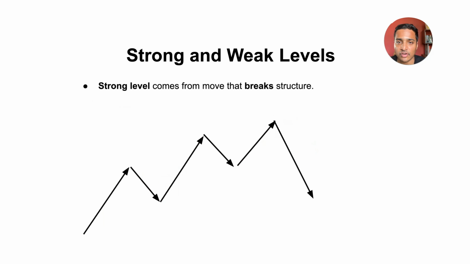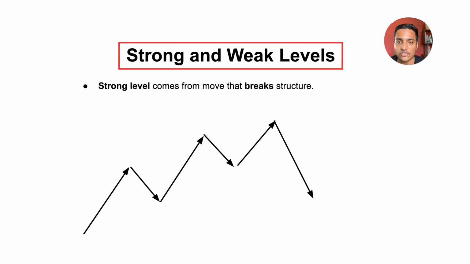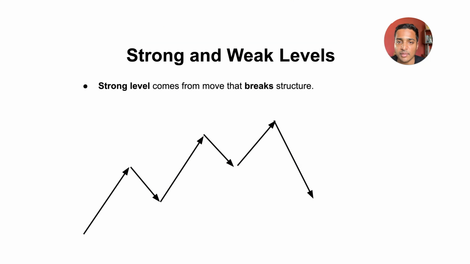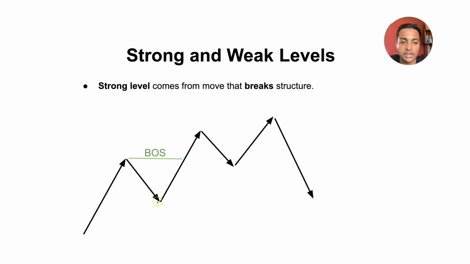Now that you've mastered market structure, understanding strong and weak price levels is important to help your trading be more profitable. A strong level comes from a move that breaks structure. For example, here we have a break of structure, as this push up took out the prior high, leading to a continuation of the uptrend. We can call this low a strong low, as this was responsible for the beginning of the move that led to a break of structure.